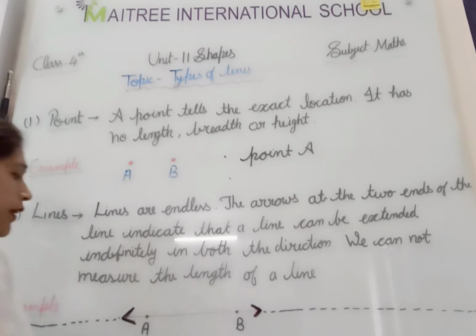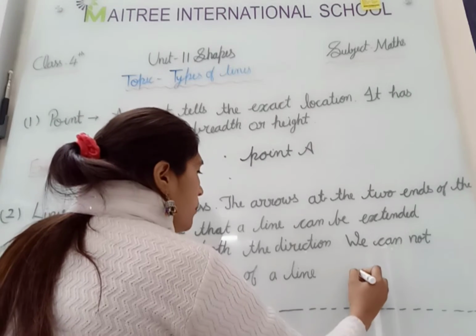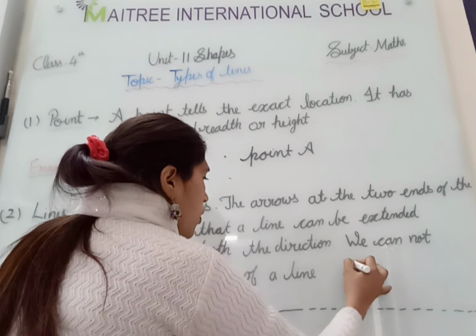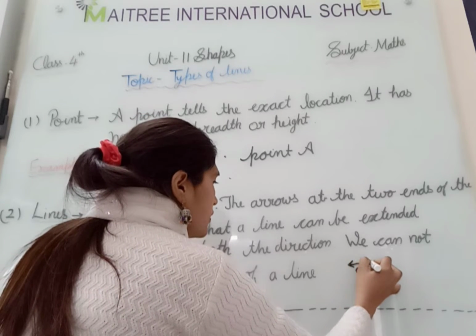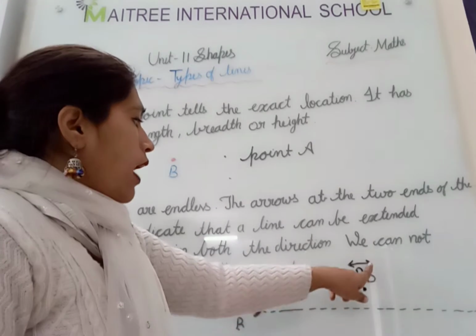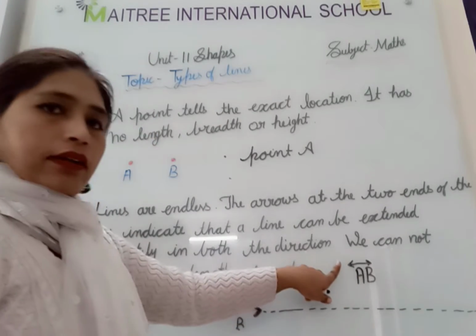Yes. And how will we write this? How will we read this? So this is line AB. How will we indicate the line AB? First we write A, B, and we make a small symbol of line here. This is line AB. Yes. If somewhere it is written AB with this symbol of line, it means this AB is a line.